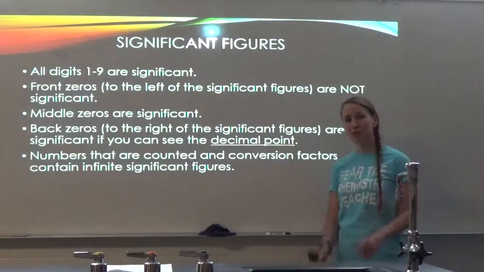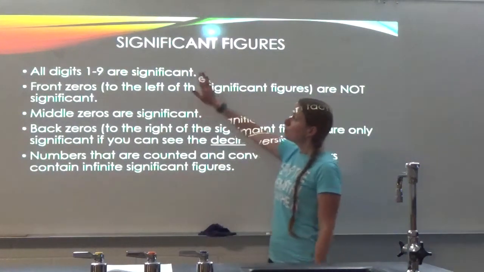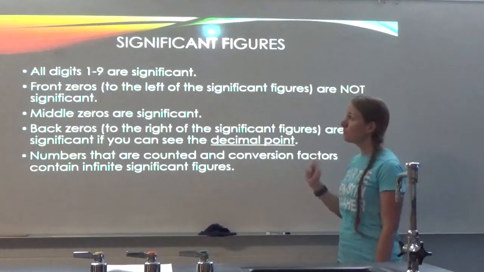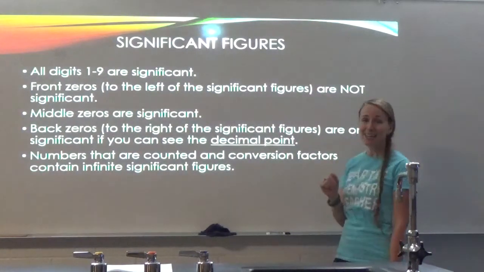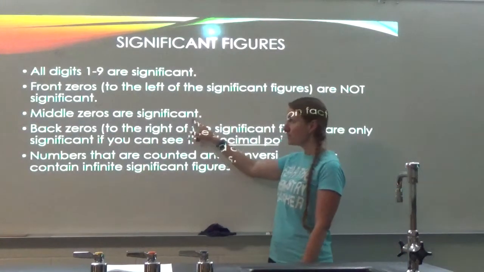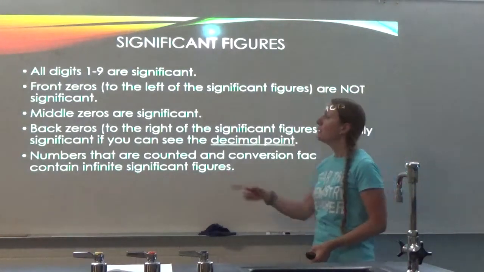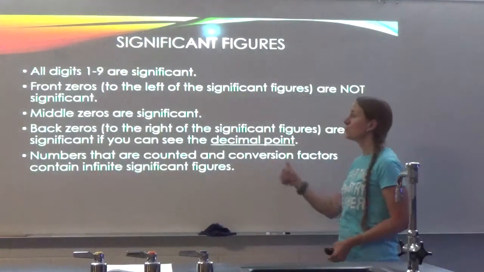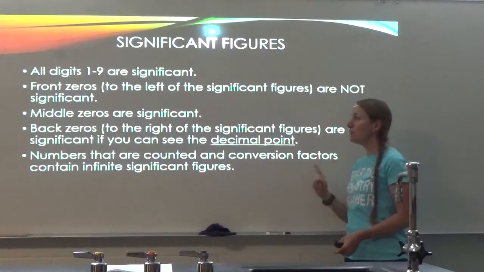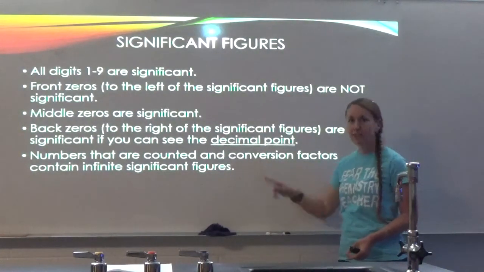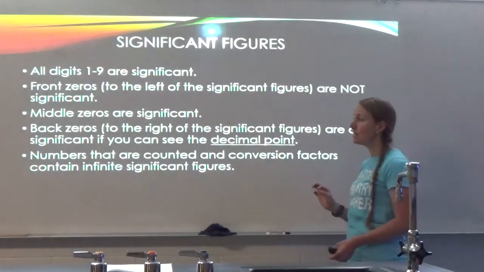So, significant figures. Remember, this is just a review, so I'm going to go super fast. All digits 1 through 9 are significant. Front zeros, or zeros to the left of the significant figures, are not significant. Middle zeros, zeros in between the significant figures, are significant. And back zeros, or zeros to the right of the significant figures, are significant if you can see the decimal point. It doesn't matter if you know where it is. You have to be able to actually physically see it in the number.